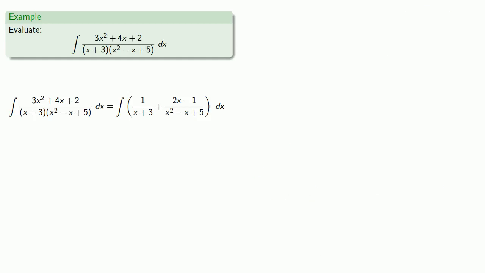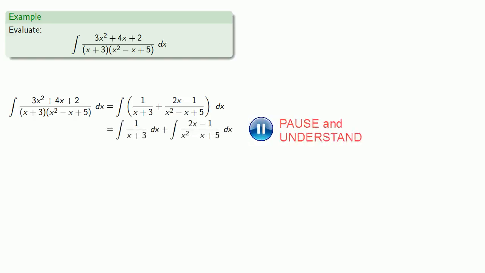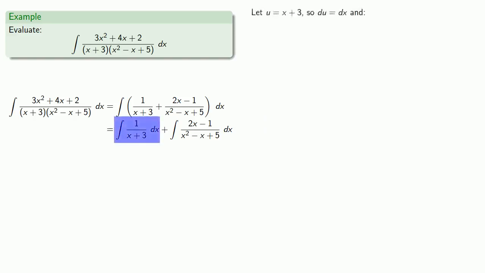It's important to keep in mind that all of this is just algebra. We haven't done any calculus at all. So let's start doing the calculus. First, because our integral is a sum, we can split it. Let's do a u substitution on that first integral. So we'll let u equals x plus 3, so du is dx.